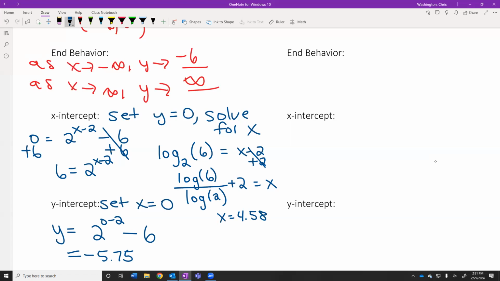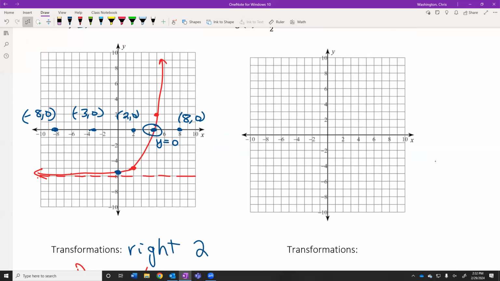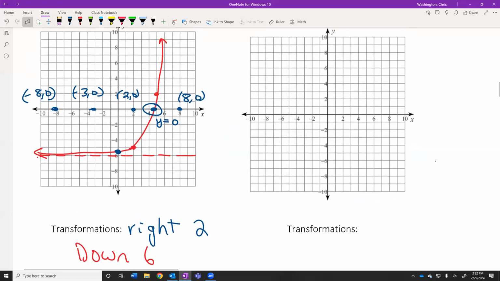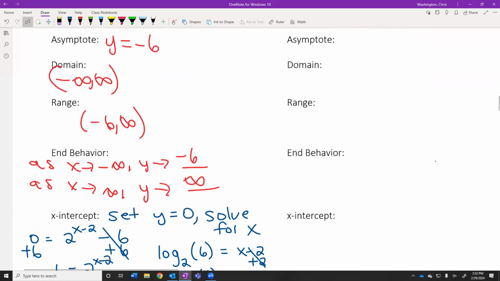About 1 or 2 decimal places. 4.58. Go back up and look at our graph. It looks close enough to 4.58. It's really hard to say exactly where it's at, but it does look pretty close. Okay with that? All right, let's do one more very quickly.